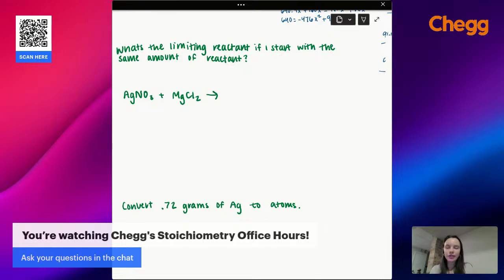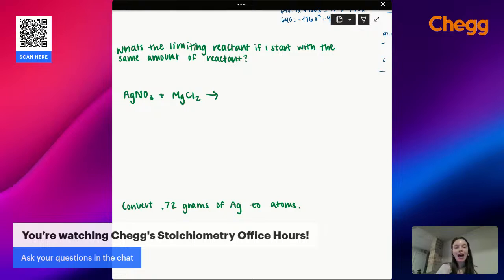So let's figure out about limiting reactants. A limiting reactant is the reactant that does not allow us to make more product. In most chemical reactions, we have 2 or more reactants, and one of those reactants is going to limit how much product we can make. Our excess reactant is one where we have enough to make as much product as we want. So we want to find the limiting reactant if I start with the same amount of each reactant.